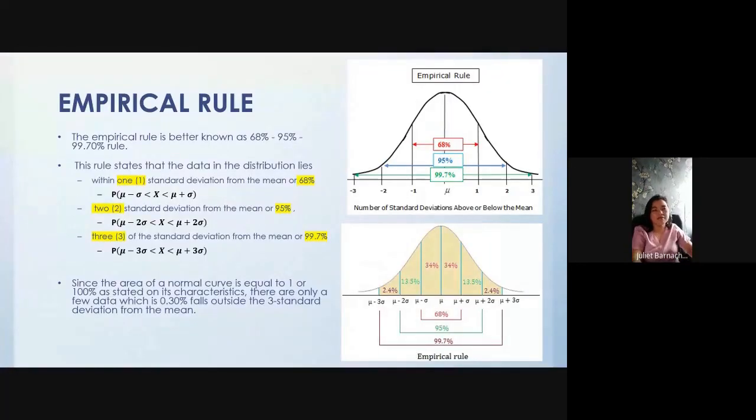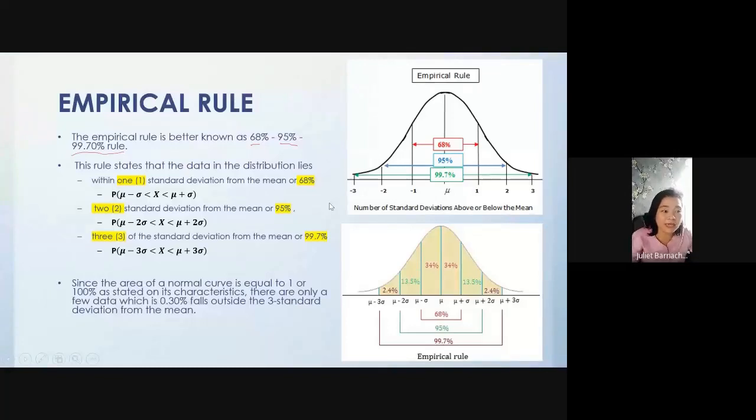We also have the empirical rule. The empirical rule is better known as the 68%, 95%, and 99.7% rule. Itong mga value nito, makikita dun sa pinapa-print o pinapa-download ko. This rule states that the data in a distribution lies, number 1, within 1 standard deviation from the mean.